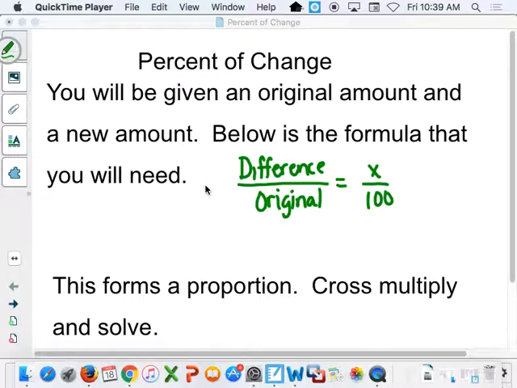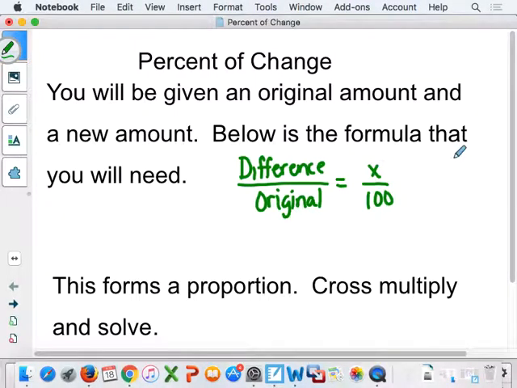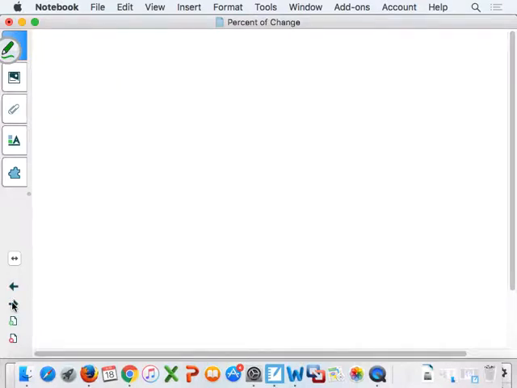Now, this is going to involve proportions, because if you look at this formula right here, that is a proportion. So if you haven't dealt with proportions yet, please go and watch the video on proportions and then come back to it, because otherwise it'll be very confusing. Okay, so let's go ahead and see what we've got.